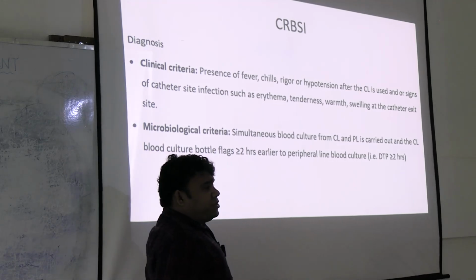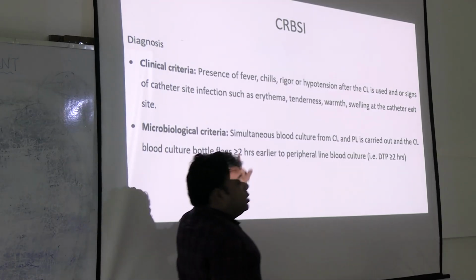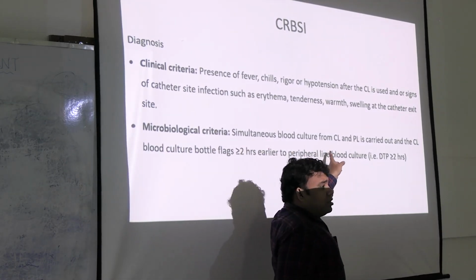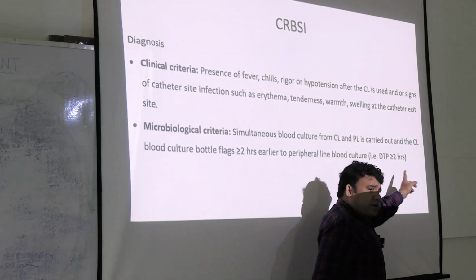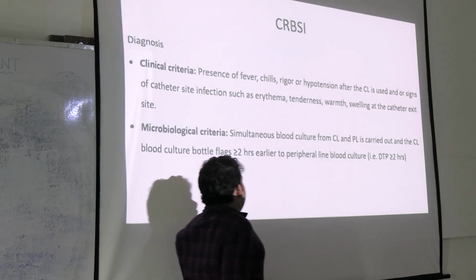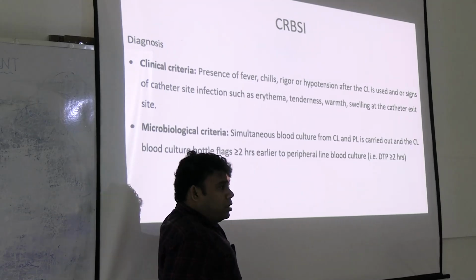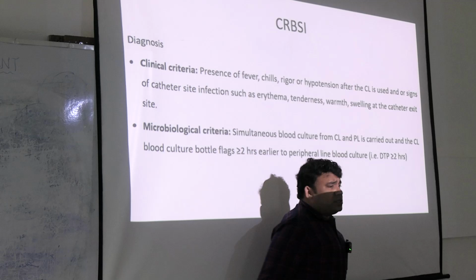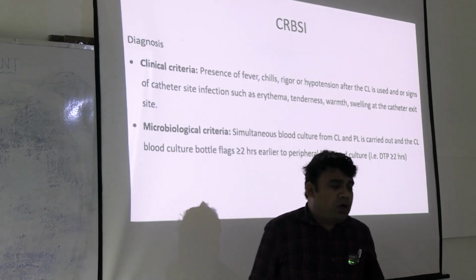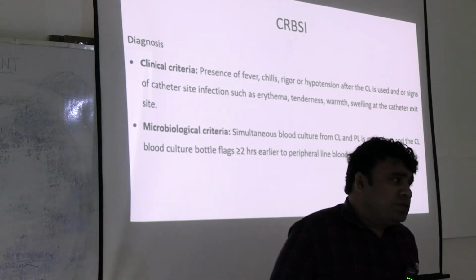For microbiology criteria, this is very important. Simultaneous blood culture from the central line and peripheral line is carried out, and the central line culture bottle flags 2 hours earlier than the peripheral blood culture. This is also called differential time to positivity.